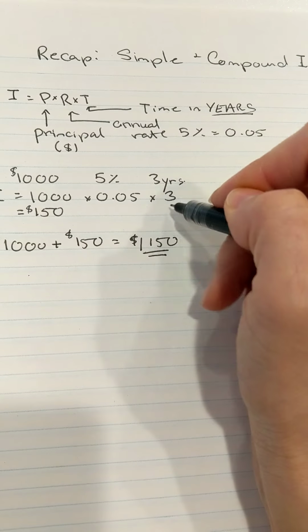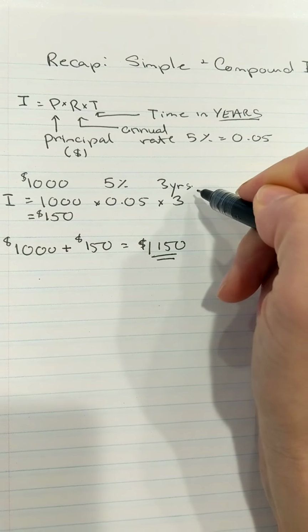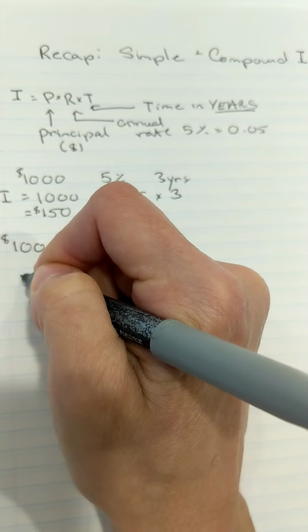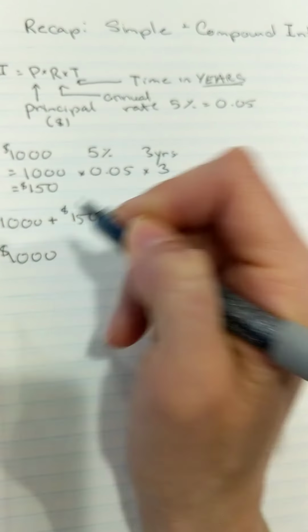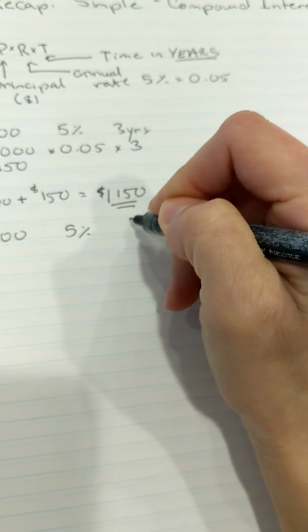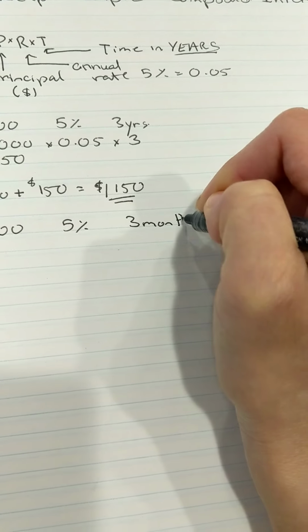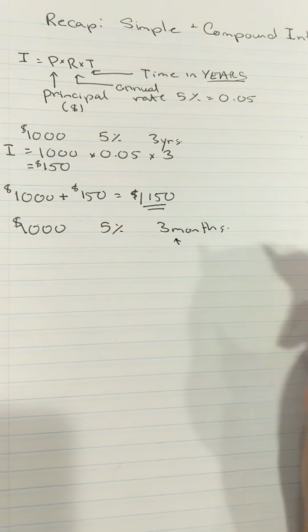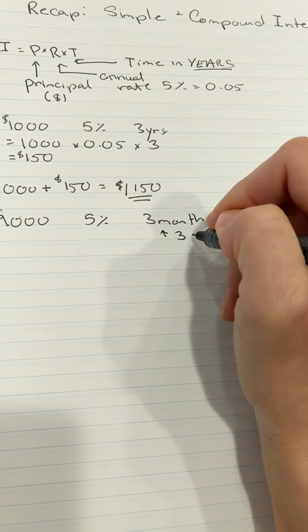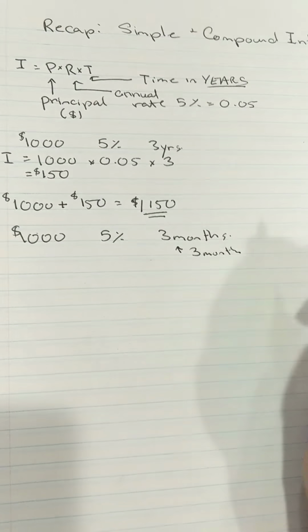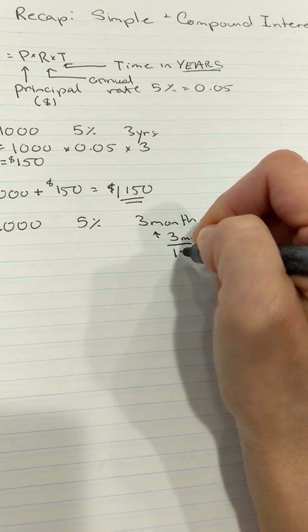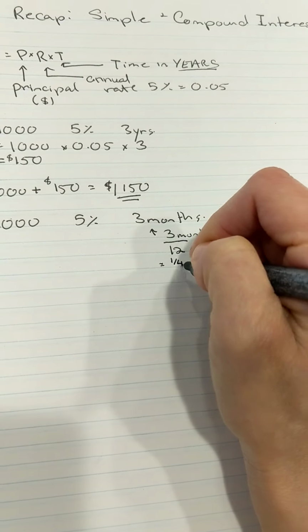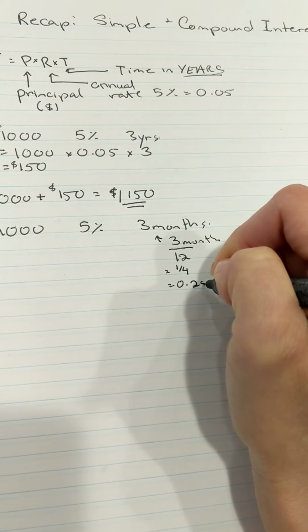The only other catches would be if this amount in time is not in years. So let's pretend instead that you have $1,000 at 5%, but maybe instead of 3 years, you only put it in the bank for 3 months. Okay, so this has to get converted into years. So we're going to take 3 months and divide it by 12 because there are 12 months in a year. Okay, so 1/4 or 0.25.